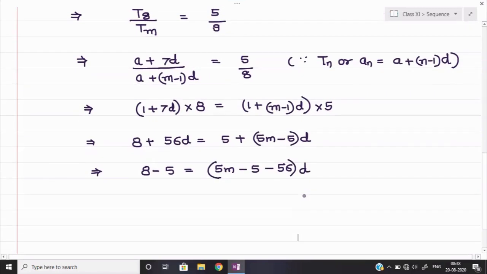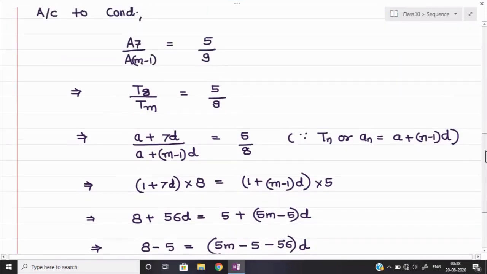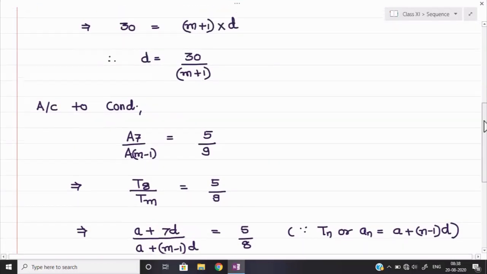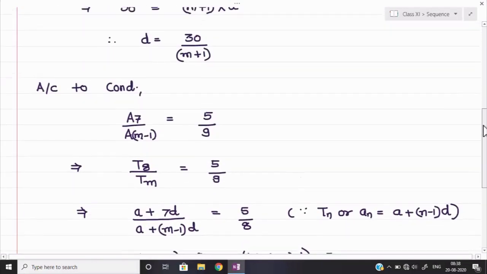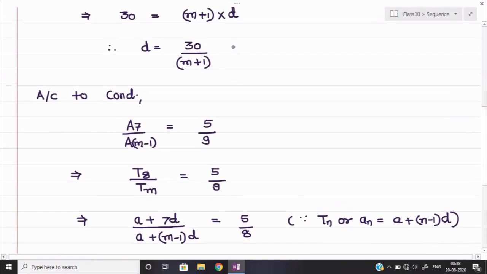So remaining is here 8 minus 5 is equal to 3 is equal to 5m minus 56, and 5 will be added, it will become 61 and multiplied by d. So that will be, see the value of d already we have found earlier, that is 30 upon m plus 1. We can check. Yes, looking at the top, the value of d is equal to 30 upon m plus 1. So I am keeping the value of d. We can do one thing here, this equation we can suppose as equation number 1, and reference will be given when we shall use it.